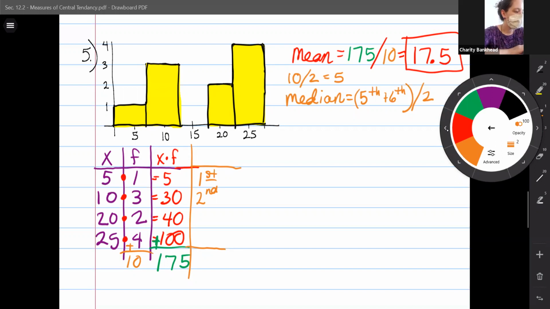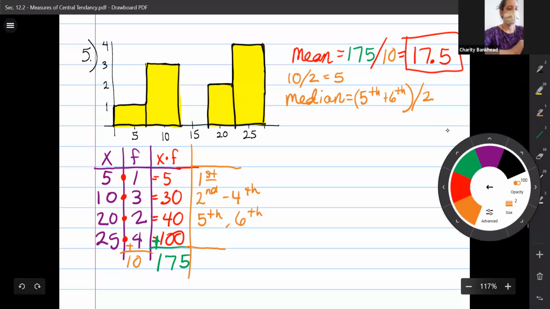All right, so 5 is the first thing, and then second, third, and fourth things are 10. And then this is going to be 5th and 6th right here. Okay, and so since both the 5th and the 6th item are 20, the average of 20 and 20 is just 20. You don't really even have to calculate that. 20 plus 20 divided by 2, it's 20. So my median equals 20.